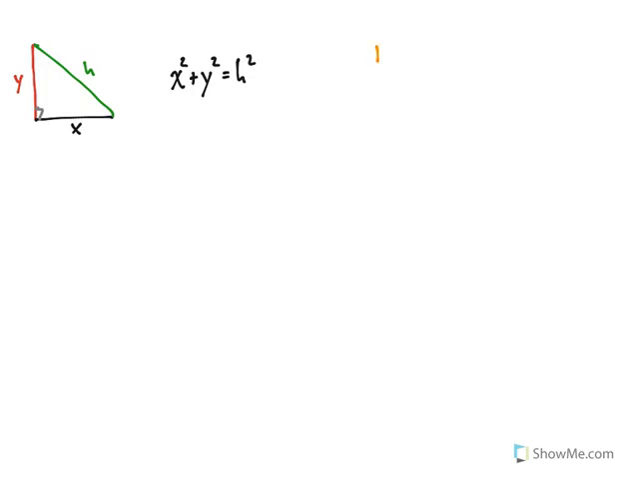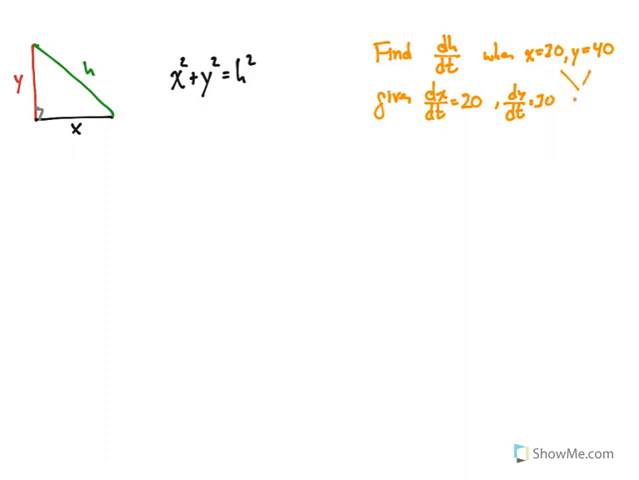We are looking for dh/dt when x equals 30 and y equals 40. And we are given dx/dt equals 20 and dy/dt equals 30 at the same points. All right, so step 3, take the derivative. And we're going to do that with respect to t.